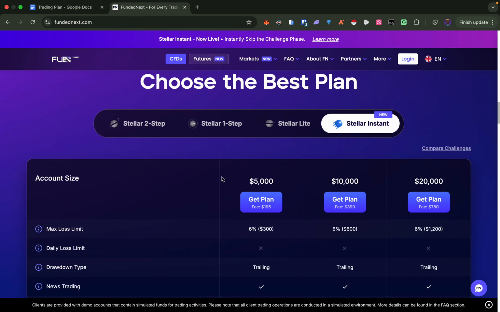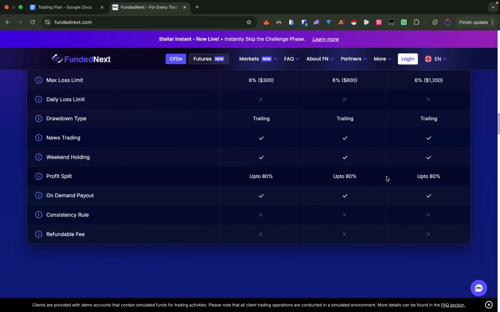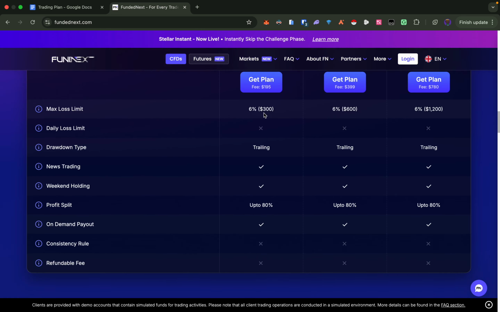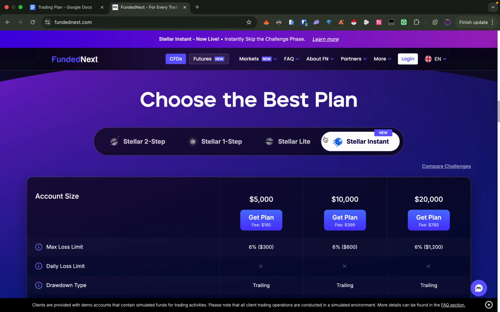So they just added this one yesterday, Stellar Instant. This one, no challenge. But for a 5,000 account, you have to pay $195. For a 10,000 account, $400. For a 20,000 account, $800. So this is really, really good. No daily loss limit, but total limit, you must not lose more than 300 on this account, or they will seize it from you. I don't think you can reset this account in case you blow it. You can't reset it. You have to buy another one.